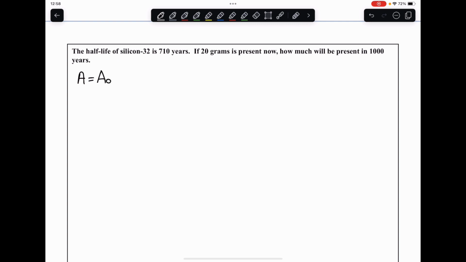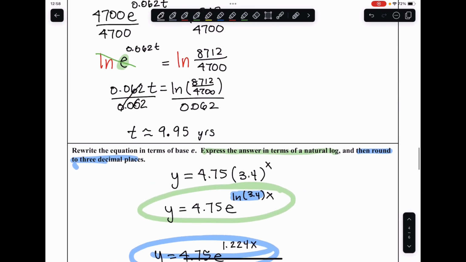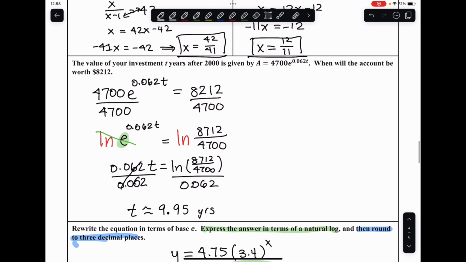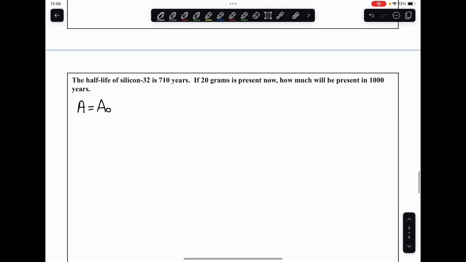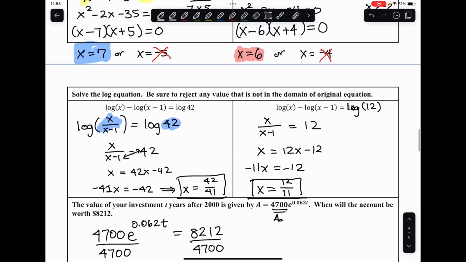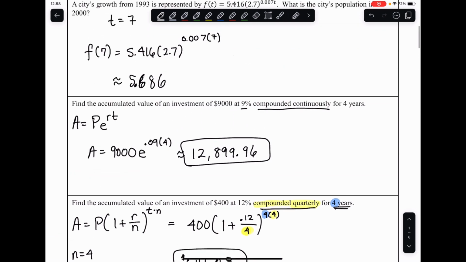Now the formula that we use for this half-life is the same as the one up here, we just didn't have to figure out what the A sub 0 is: A equals A sub 0, or A initial, e to the kt. It's actually the exact same formula as the continuous compounding. Let me move back up over here to this question right here.